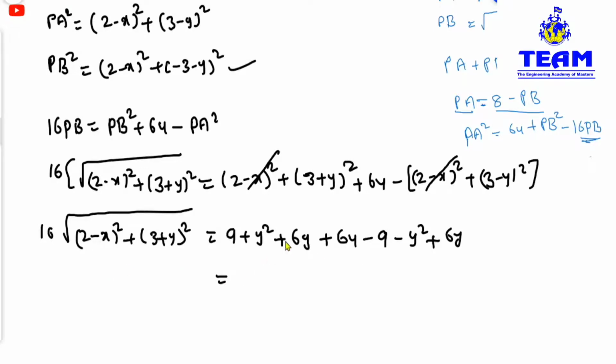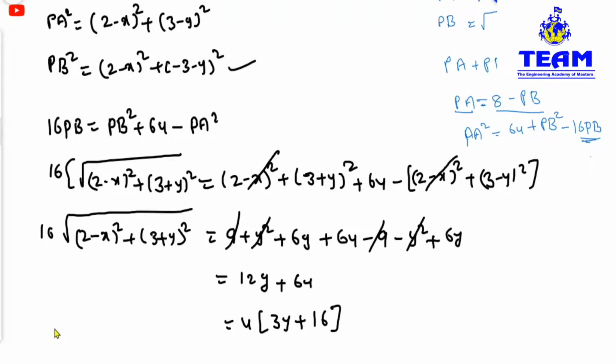Now this is equal to, if you simplify this, we will have y square terms: plus y square minus y square getting cancelled. Next this is 6y and here you have 6y. 6y plus 6y is how much? 12y. Next constants, what you have? 64 minus 9 plus 9. Yes, both are getting cancelled. Then you will have only 64. From this you can take 4 as common. If you take 4 common, 3y plus 16.